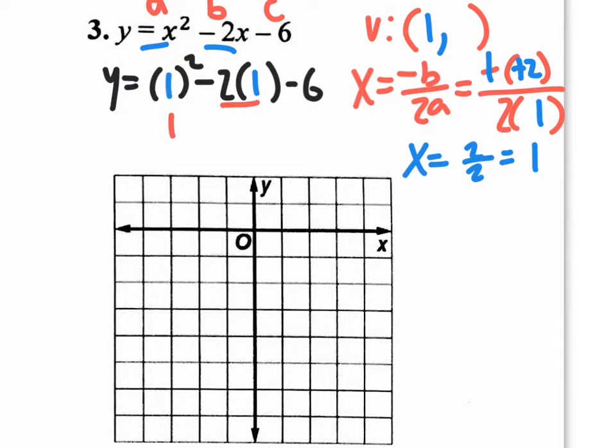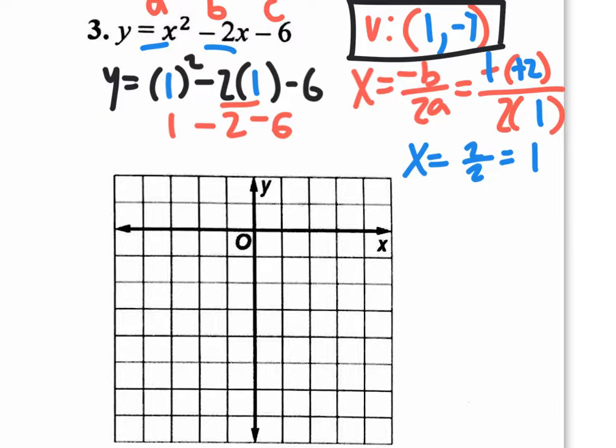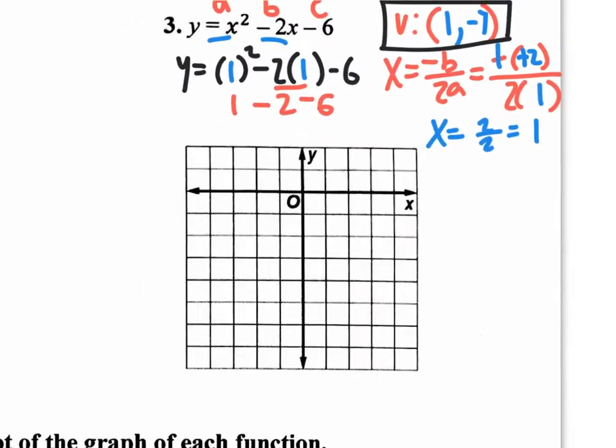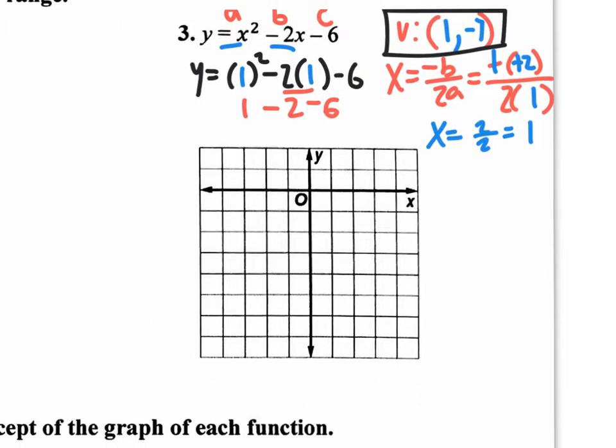2 times 1 is 2. So you really have 1 minus 2 minus 6. So 1 minus 2 is negative 1, and negative 1 minus 6 is negative 7. So your vertex is 1 comma negative 7. That's your vertex. That is the most important point on any parabola. So let's graph that vertex.